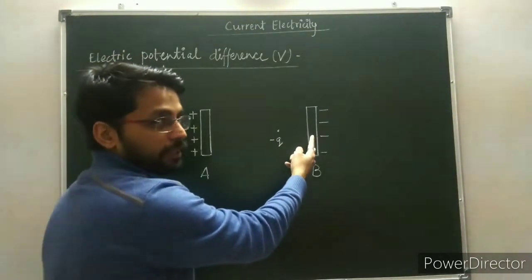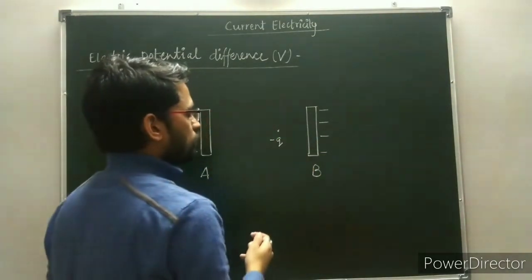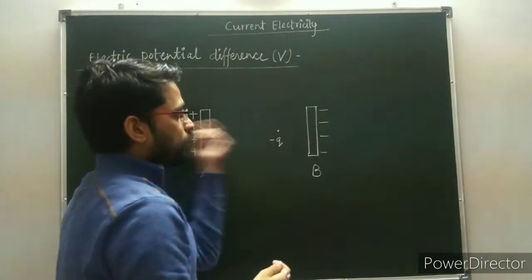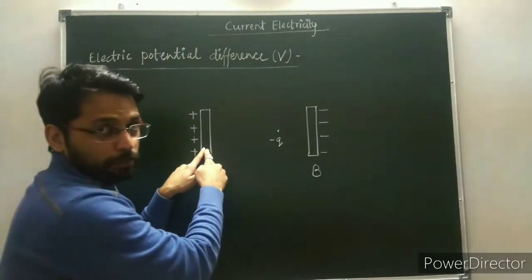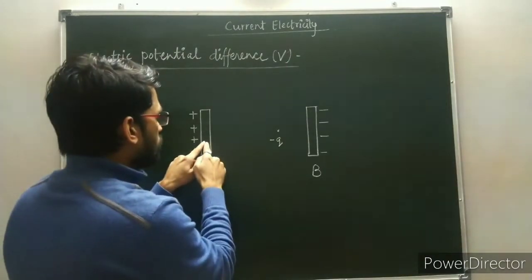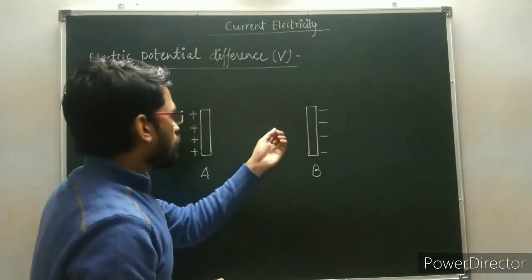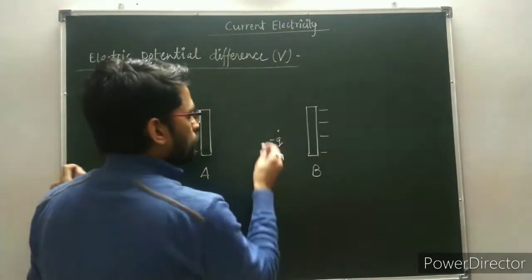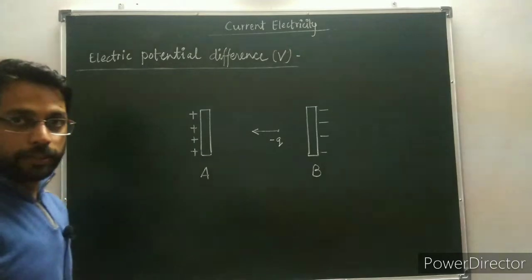Due to this negative plate, there is a repulsion. So due to repulsion, this negative charge will move away from this plate, and due to the attraction of this plate, because positive charge and negative charge attract each other, this negative charge will move towards this positively charged plate. So finally the charge will move in this direction.